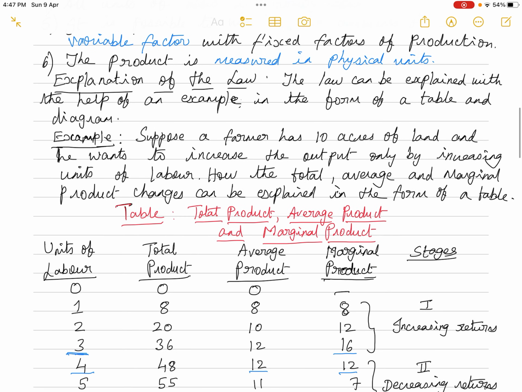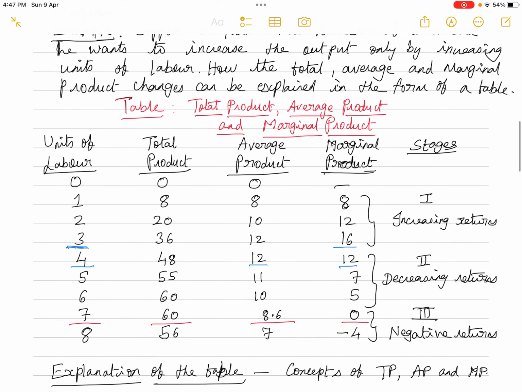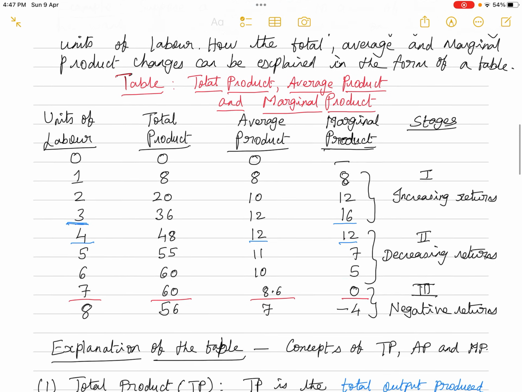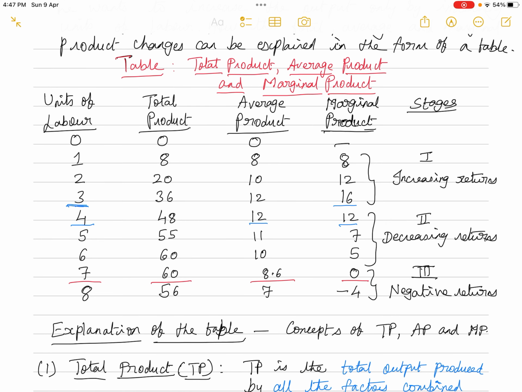Now moving on to the explanation of the law. The law can be explained with the help of an example, as usual in the form of a table and diagram. Suppose a farmer has 10 acres of land and he wants to increase the output only by increasing the units of labor. How the total, average and marginal product changes can be explained in the form of a table.